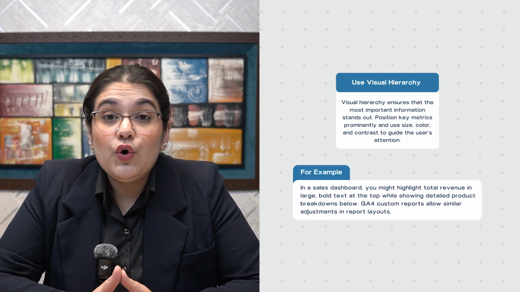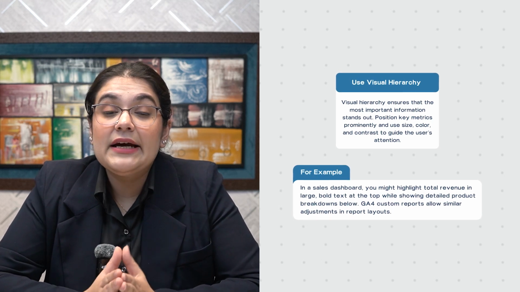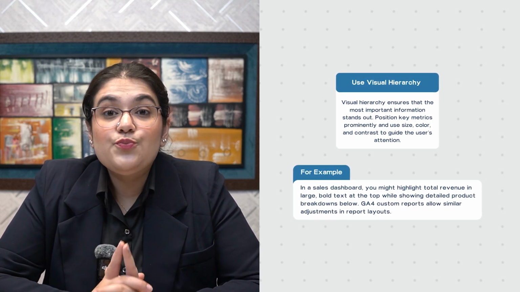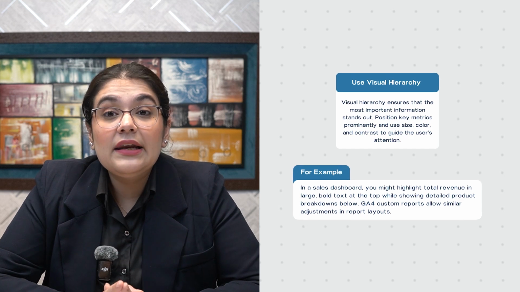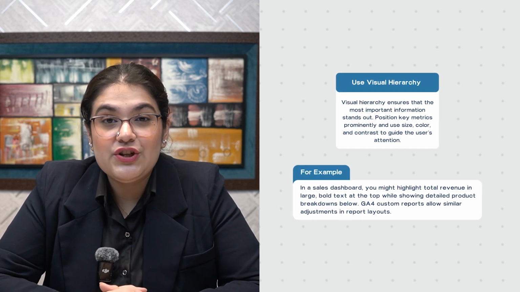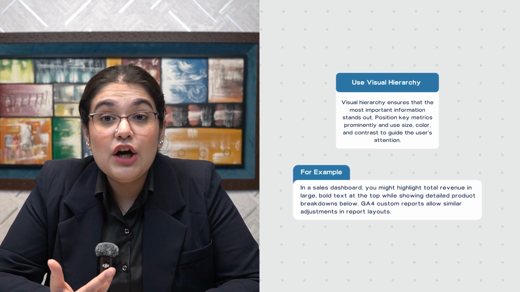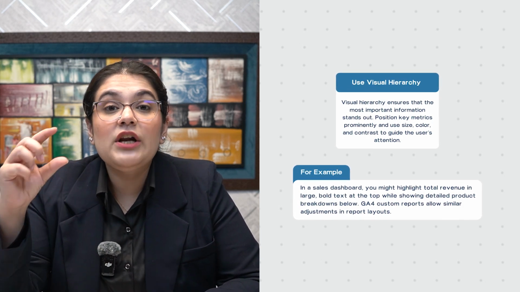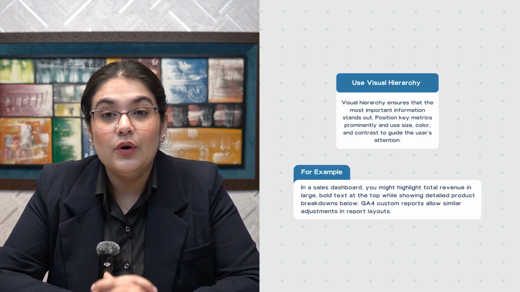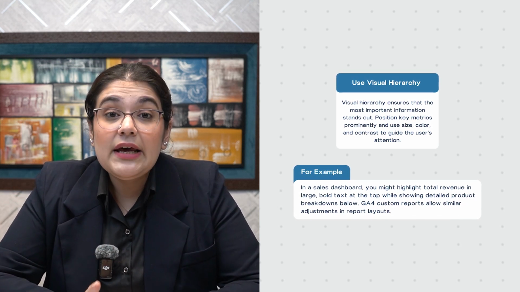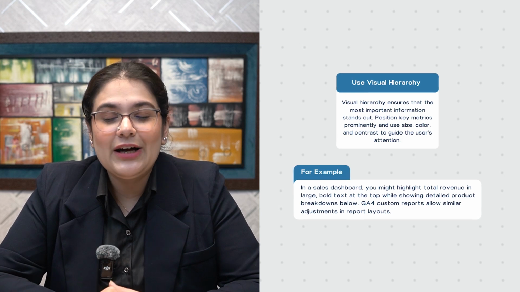Visual hierarchy ensures that the most important information stands out. Position key metrics prominently and use size, color, and contrast to guide the user's attention. In a sales dashboard, you might highlight total revenue in large, bold text at the top while showing detailed product breakdowns below. GA4 custom reports allow similar adjustments in report layouts.